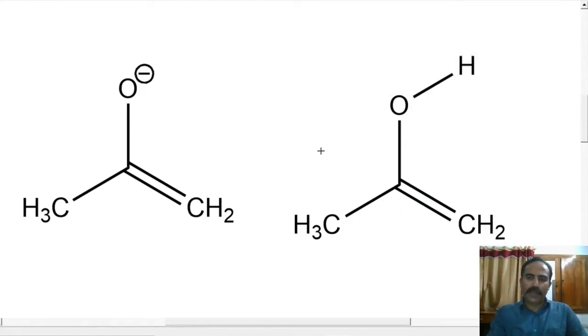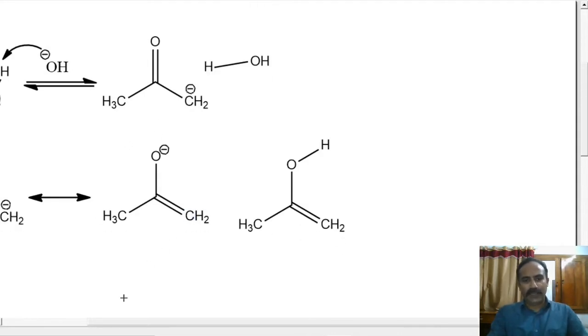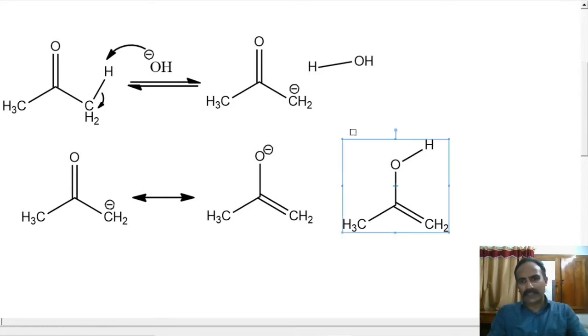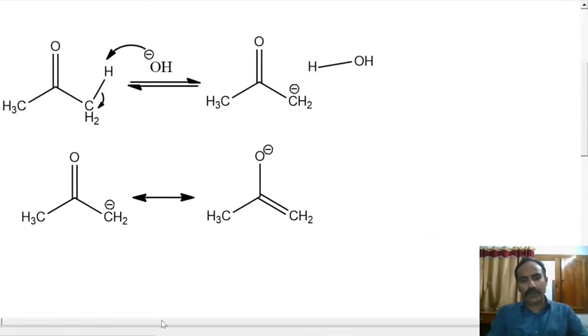This species will be called an enol, because this is an alkene, so ene, and this is an alcohol, so ol. Combining, it is an enol. The negatively charged version of this enol is called enolate. So this resonance structure is called enolate. We can safely say enolate is more contributing to the resonance hybrid, as the negative charge is on oxygen, which is more electronegative.